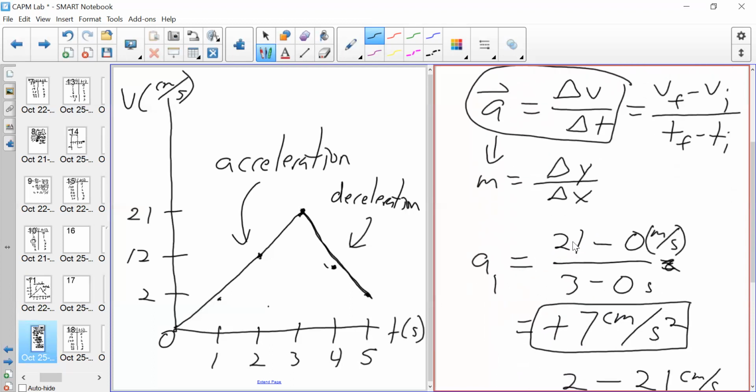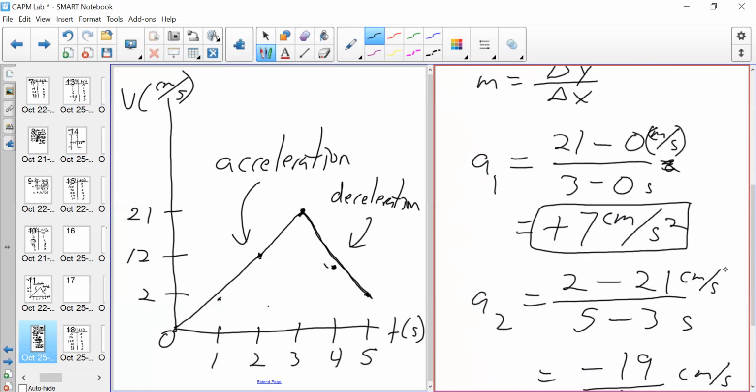First acceleration, in my case, at the highest point, I'm just going to go to where the graph is going to be positive, where the slope is positive. And so the highest point for that positive slope is 21 for me. 21 centimeters per second minus 0 centimeters per second, right? You get the idea. 21 minus 0 centimeters per second divided by 3 minus 0 seconds, 7 centimeters per second squared. Units of acceleration is some form of meter per second squared, in this case, centimeters per second squared.